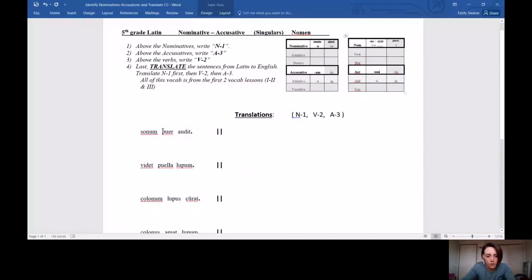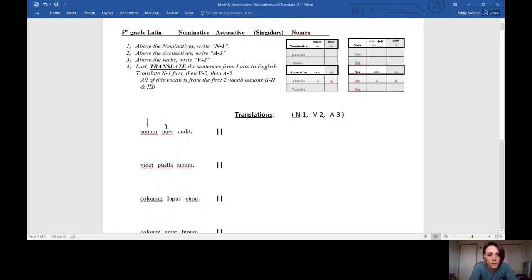So nominative first, then your verb, then your accusative, and knowing that order is what's really going to help you learn to translate good Latin to English. Okay, so let's go back to this worksheet. We're just going to follow those directions, exactly what I said.